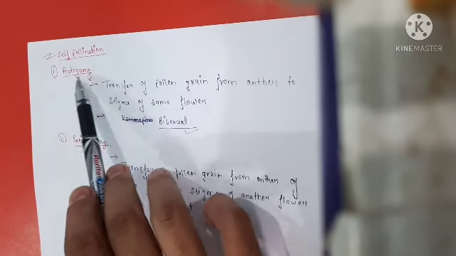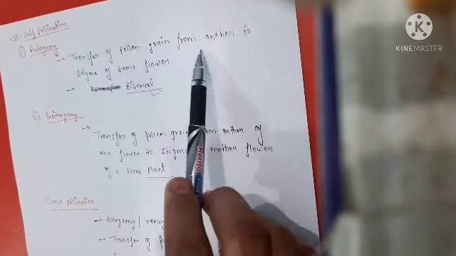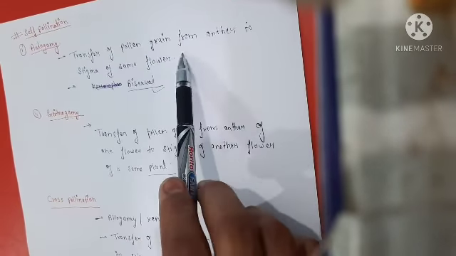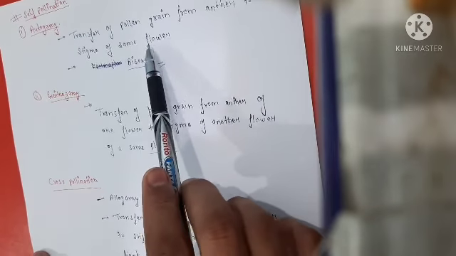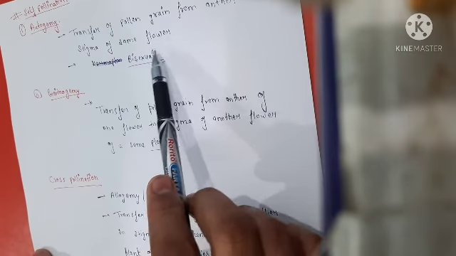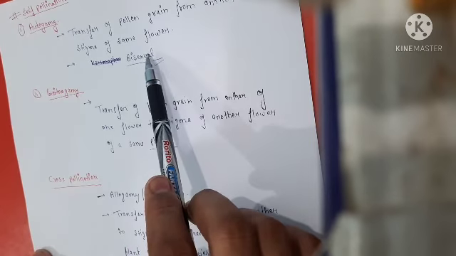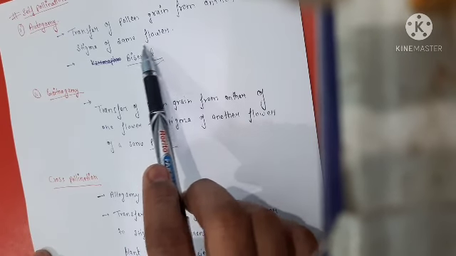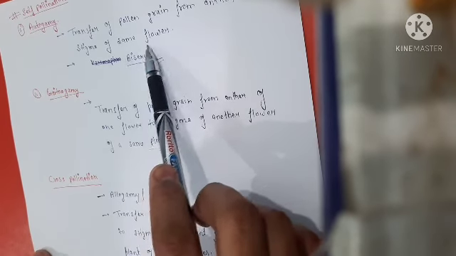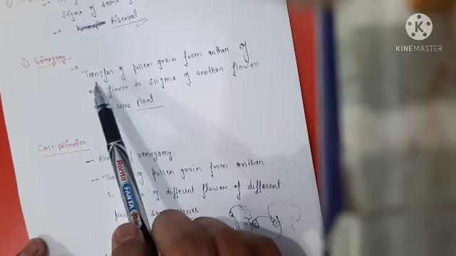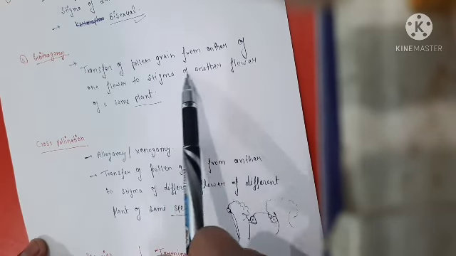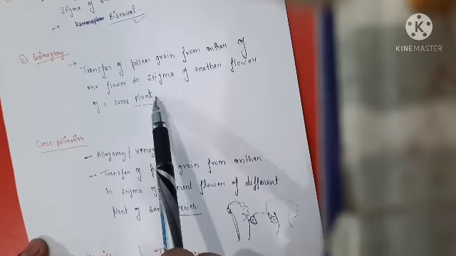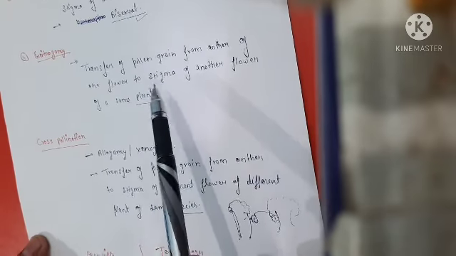First we will discuss autogamy, meaning transfer of pollen grain from anther to stigma of the same flower. If the flower is bisexual, that means stamen and pistil are present in the same flower, so autogamy takes place. In geitonogamy, transfer of pollen grain takes place from the anther of one flower to the stigma of another flower of the same plant, meaning both are present on the same plant.